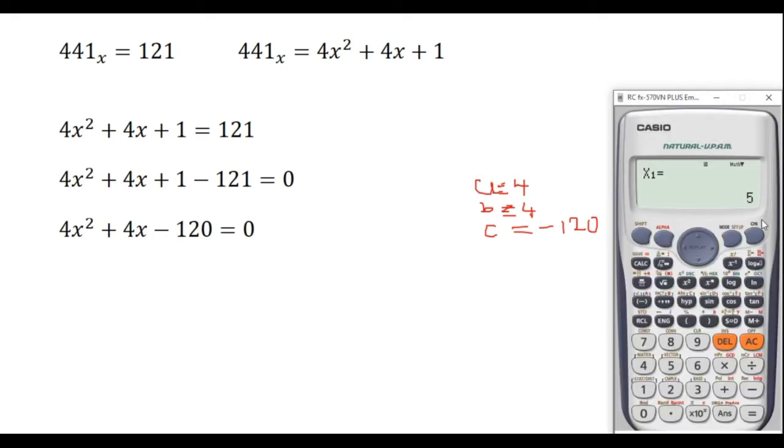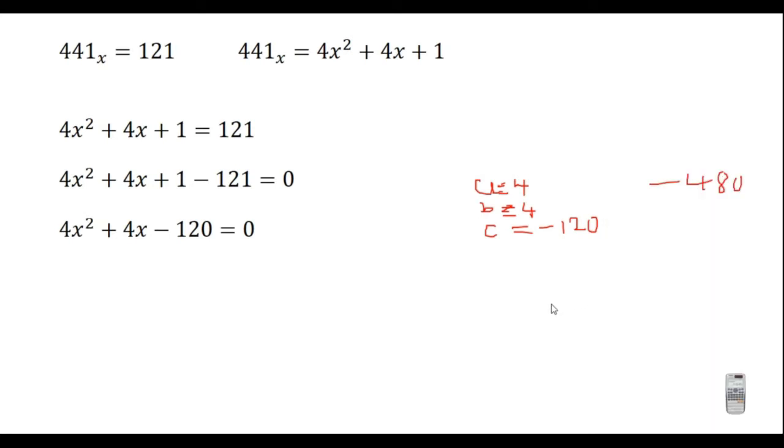So you have to clear your calculator now. If you divide negative 480 by negative 20, you are going to have 24, which means that the two numbers we are looking for are negative 20 and 24. Those are the two numbers that you replace 4x with.